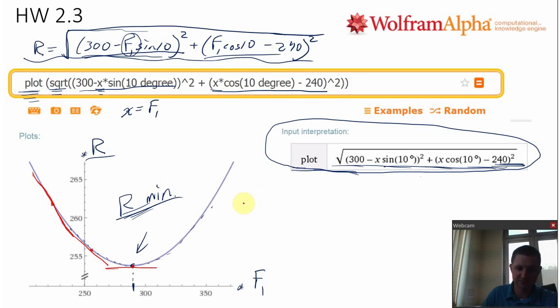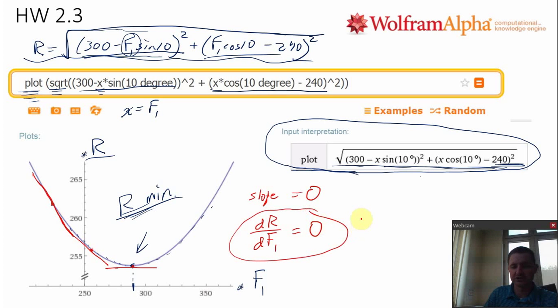That's a derivative. So to find when the slope equals 0, that's when the derivative of R with respect to F1 equals 0. I want to solve this equation for F1, because when the derivative equals 0, that's when the slope equals 0, and for us, that's a minimum with this function. So I can solve this equation now: take the derivative of this function, set it equal to 0, and solve for F1.